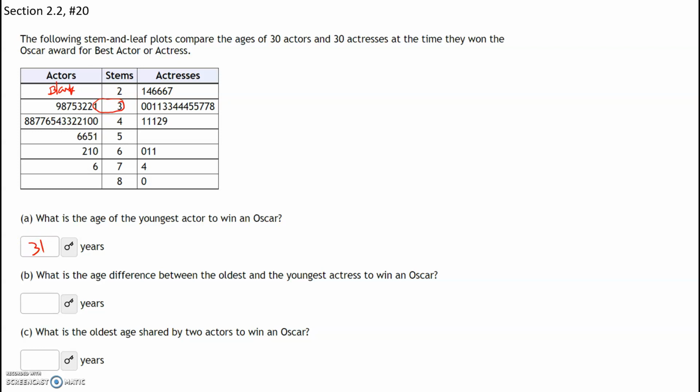The next one says, what is the age difference between the oldest and youngest actress? So for actresses, we're looking at the right side. Let's take a look at the youngest actress to win. The youngest actress was this one, 21. Now the oldest was this one, which was 80. If you want to find the difference, we're going to be subtracting 80 minus 21, and I believe that should be 59 years.